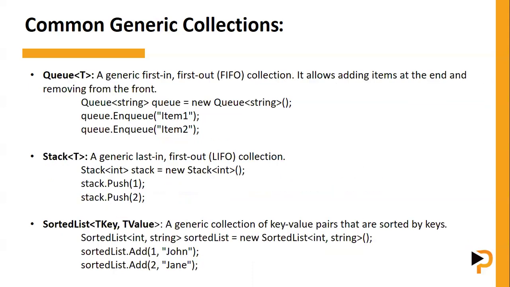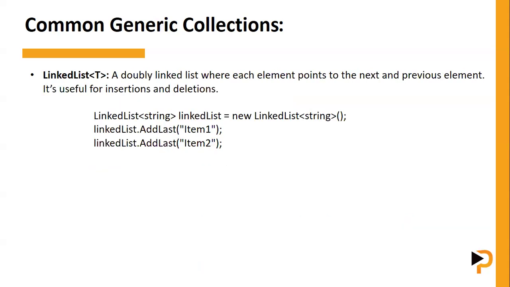Next, again, the generic implementation of a queue, stack, having the same methods, sorted list, same methods, and linked list. Now, when we say linked list in .NET, as we discussed in the linked list data structure, it's a doubly linked list available in .NET, where each element points to the next as well as to the previous. So it is useful for insertion and deletion. We already are aware about these things. We saw the examples of linked list when we were learning the linked list data structure.